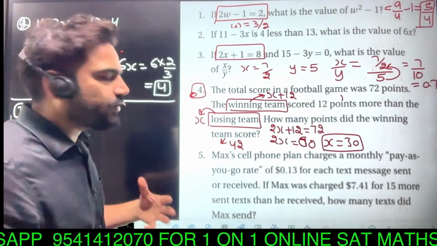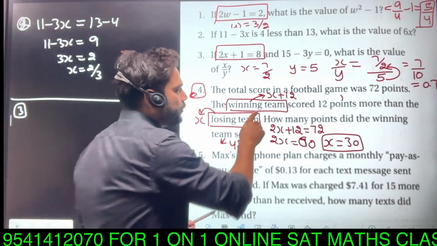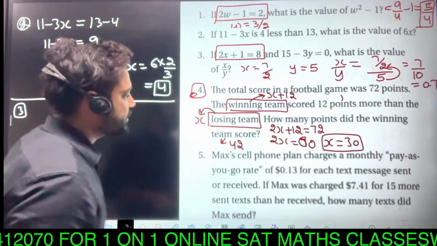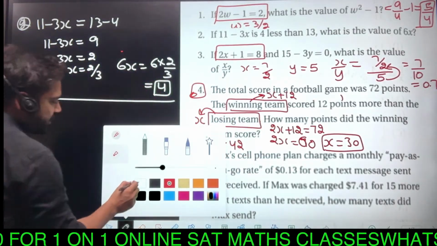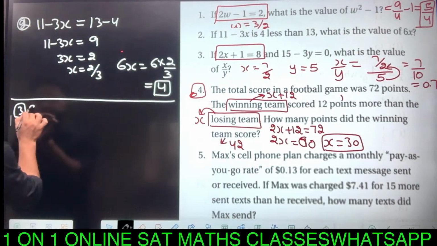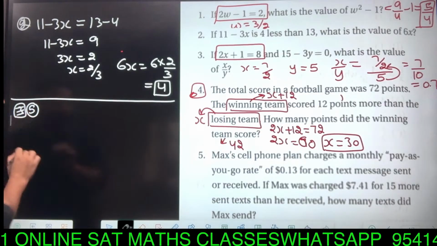So in awareness we have to solve the question: how many points did the winning team secure? The answer is 42. Okay, fifth question. Now, talking about the fifth question, what are they asking? Just read the statement.